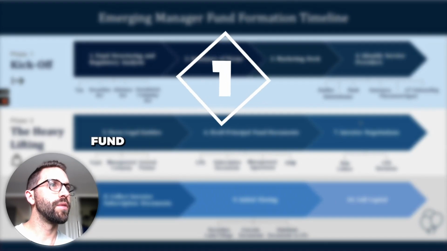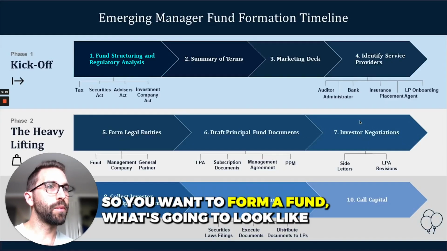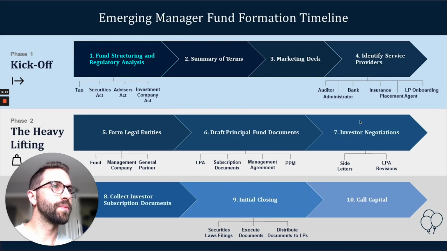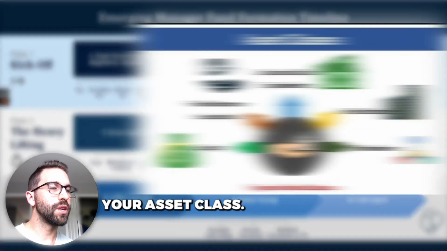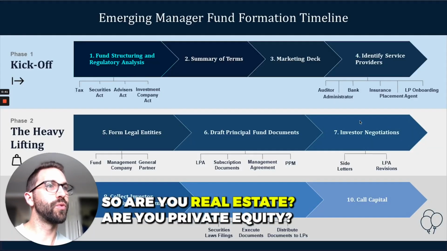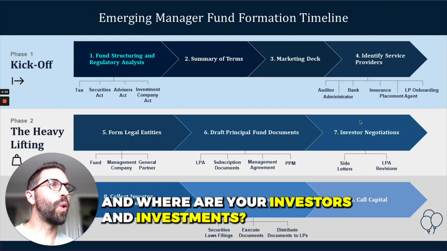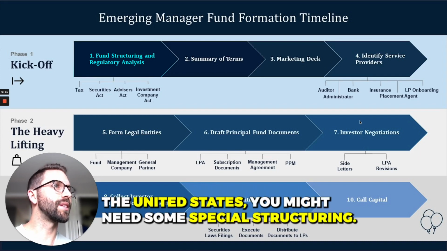Number 1, fund structuring and regulatory analysis. So you want to form a fund, what's it going to look like? What entities are you going to use? There are various inputs here, including your goals and your asset class. Are you real estate? Are you private equity? Are you venture capital? And where are your investors and investments? If there are investors or investments outside the United States, you might need some special structuring.